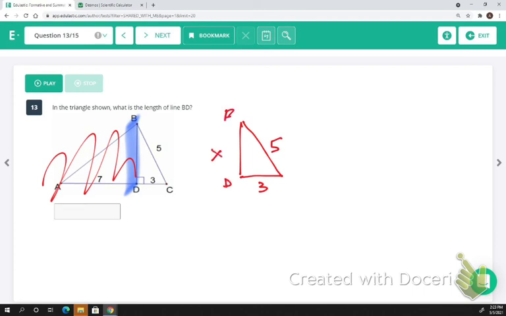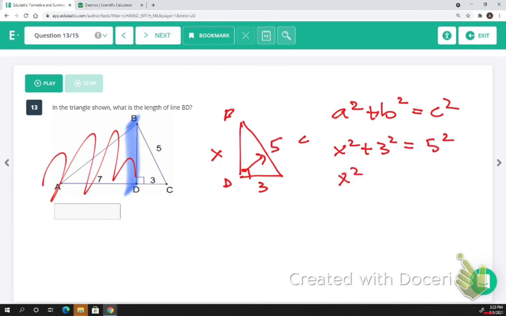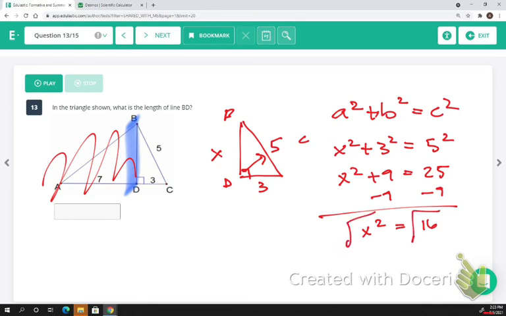Once again, if I'm working with all sides, then I can use the Pythagorean theorem. A squared plus b squared is equal to c squared. Directly across is the c, which is going to be the 5, so I'm going to have x squared plus 3 squared equals 5 squared. x squared plus 9 is equal to 25. I want to get x by itself, so I'm going to subtract 9. x squared is equal to 16. Square root both sides, and so x here is going to be 4.